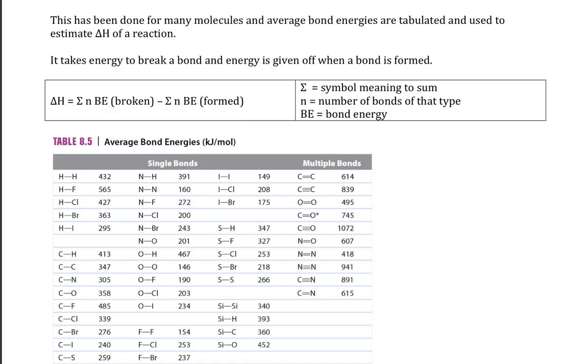Remember that the Greek symbol sigma in this case means to sum, to add together all of those. n is the number of bonds of that type, moles, I guess we could say. BE is the bond energy for that type of bond.